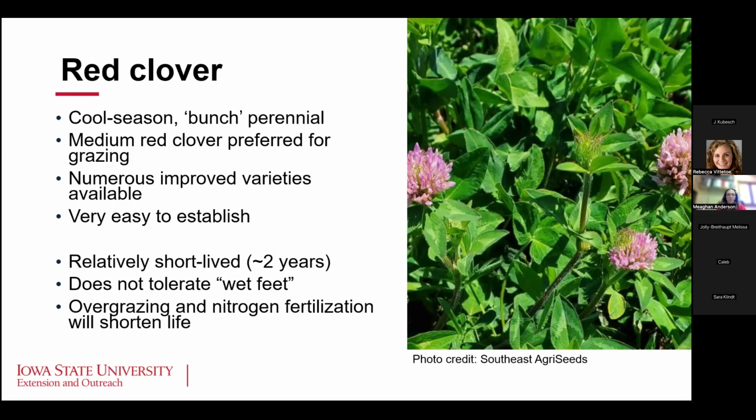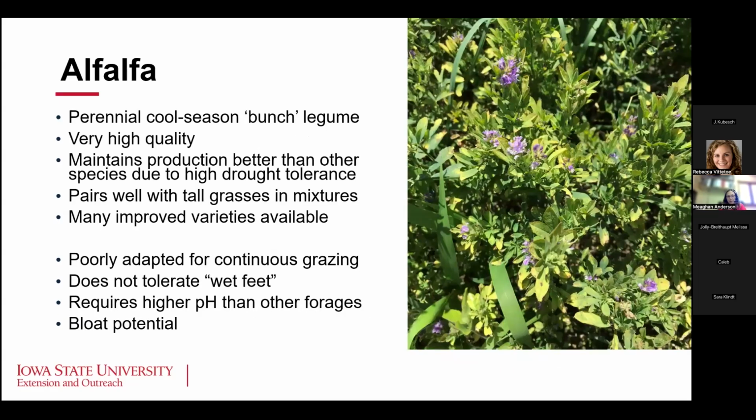Red clover doesn't like wet feet, and overgrazing and nitrogen fertilization are going to shorten that life even further on red clover typically. Alfalfa is a perennial cool season bunch legume, very high quality. It maintains its production a lot better during the summertime and droughty conditions because of the substantial taproot that it produces. It does really well with tall grasses in mixtures, so those cool season perennials we talked about. And there's a lot more breeding that has gone on in alfalfa than many of these other species, so you can get improved varieties.